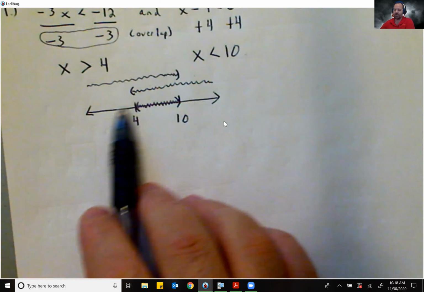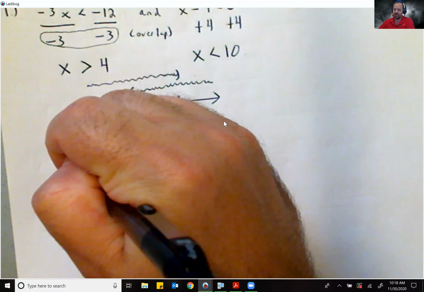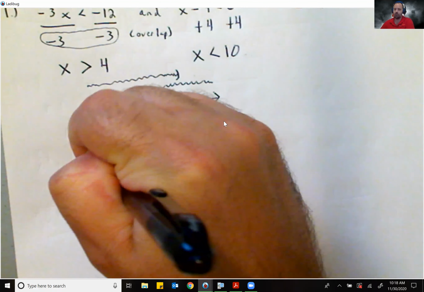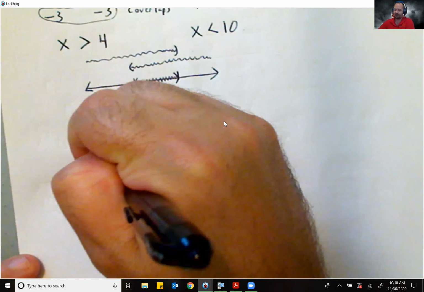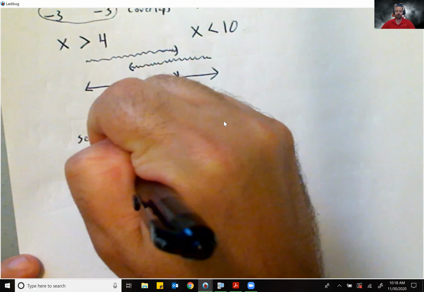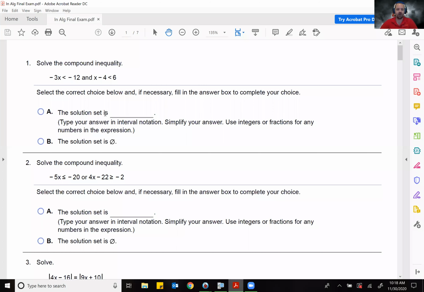Now let's talk about our answers, because our answers can be in one of two forms. They can be in set, or they can be in interval. The one they want us to do in my math lab is interval notation. I think in iMath.AS, you might be looking at set, if I remember correctly. So let's take a look at both.